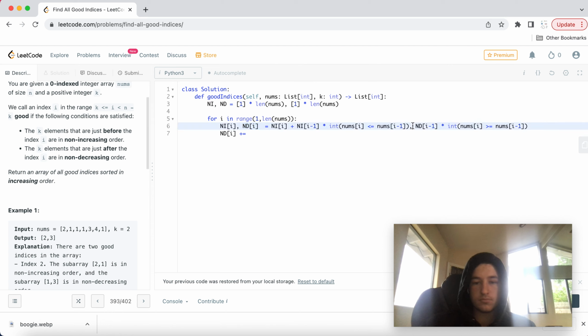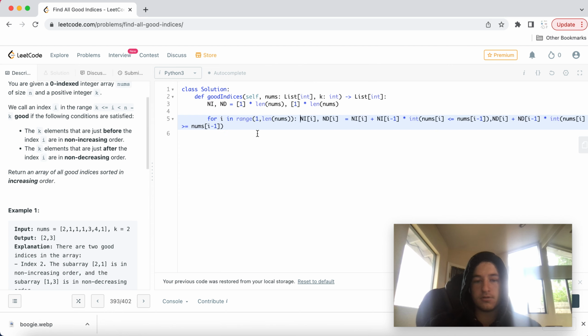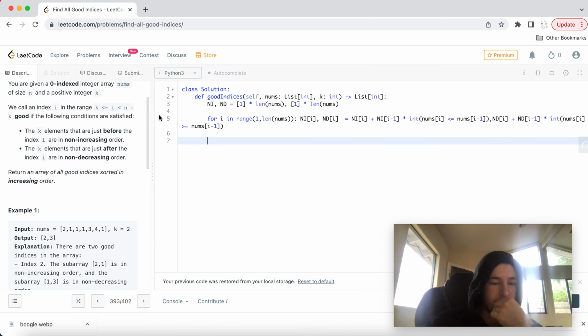All right. So non-increasing of I equals non-increasing of I plus this if this condition is true. Non-decreasing of I equals non-decreasing of I plus this if this condition is true. Atrocious. Okay, and then now we want to go through our array.